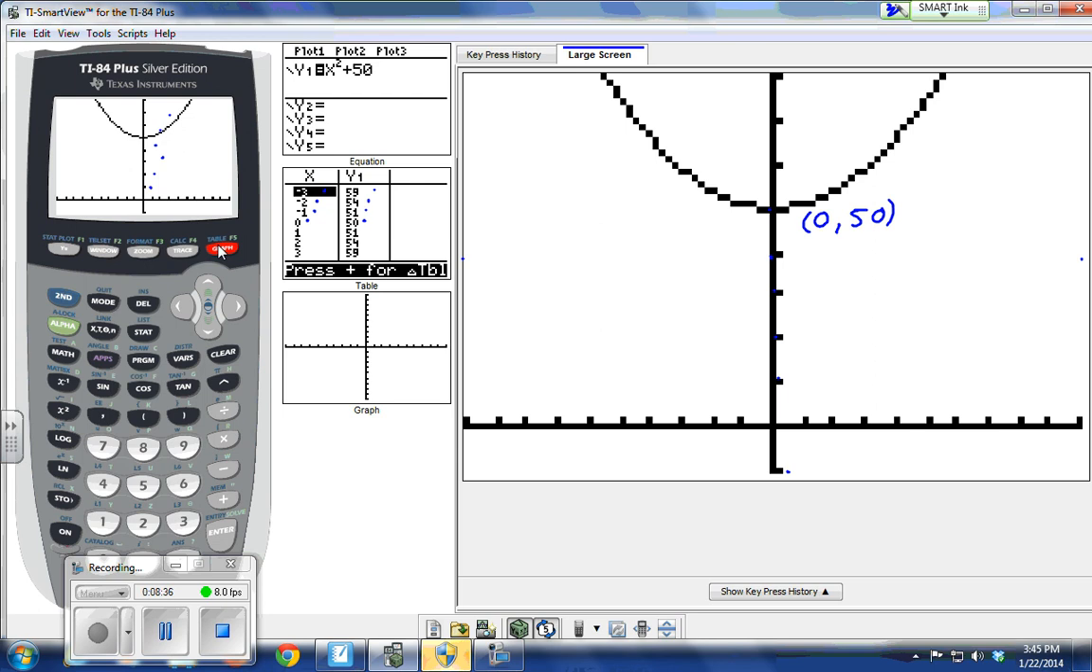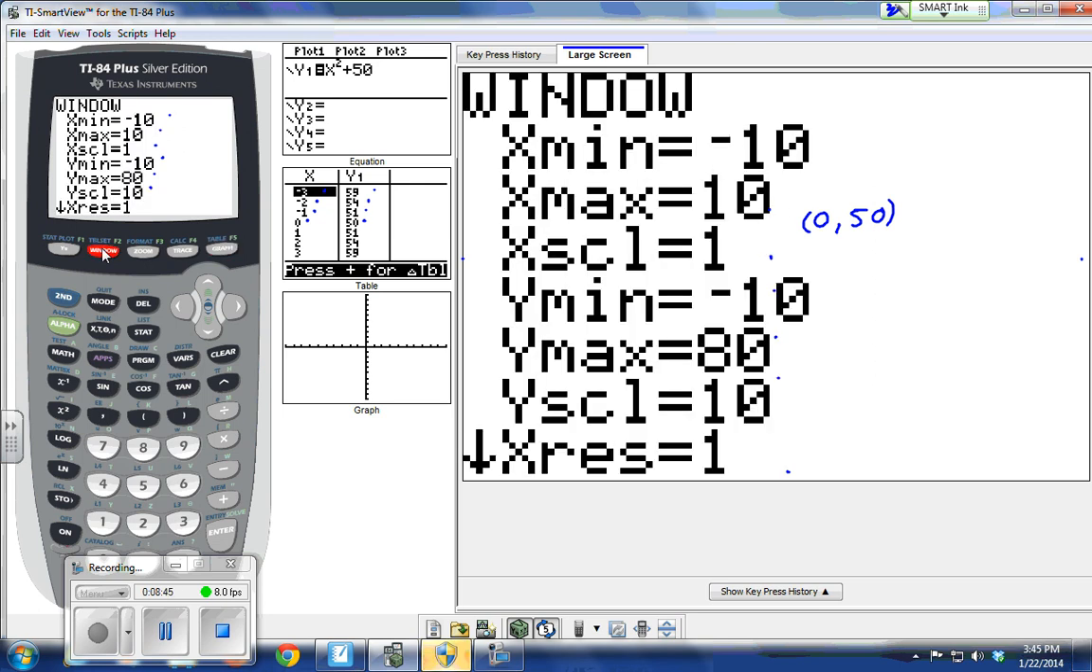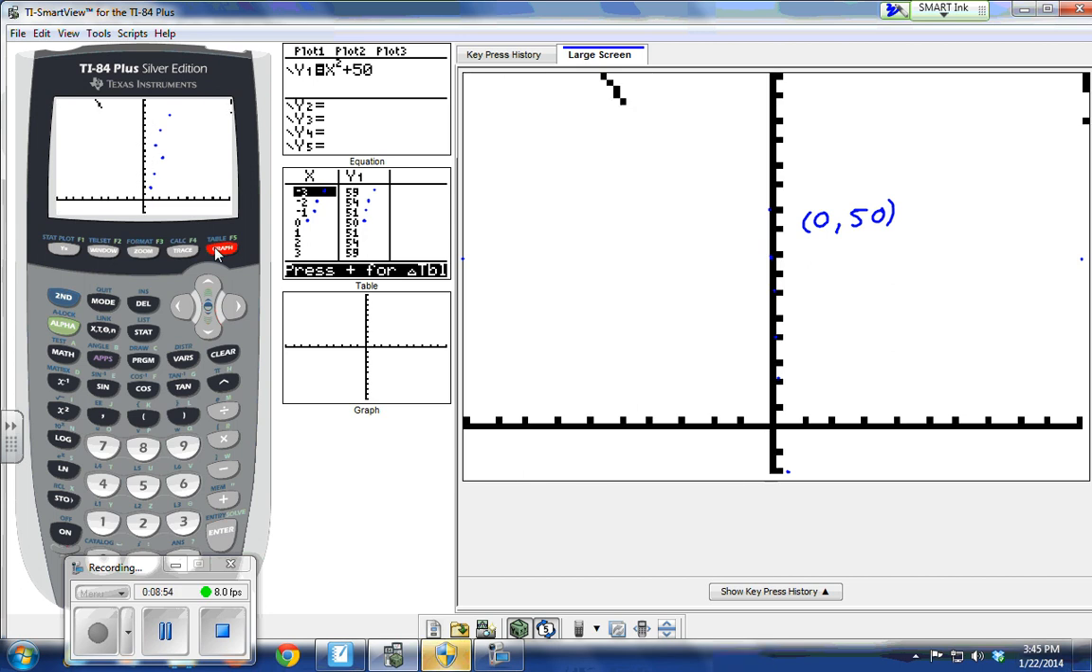We could also have changed our scale. Maybe instead of making our tick marks 10 units apart, 5 units apart. So we go back to window and go down to our y scale. Instead of having 10, we have just 5. And notice now that these being 5 units apart, we have 5, 10, 15, 20, 25, 30, 35, 40, 45. Either way, that corrected the situation.